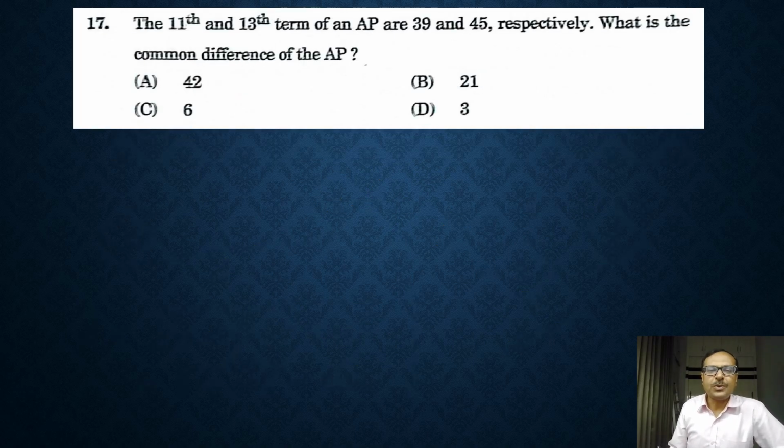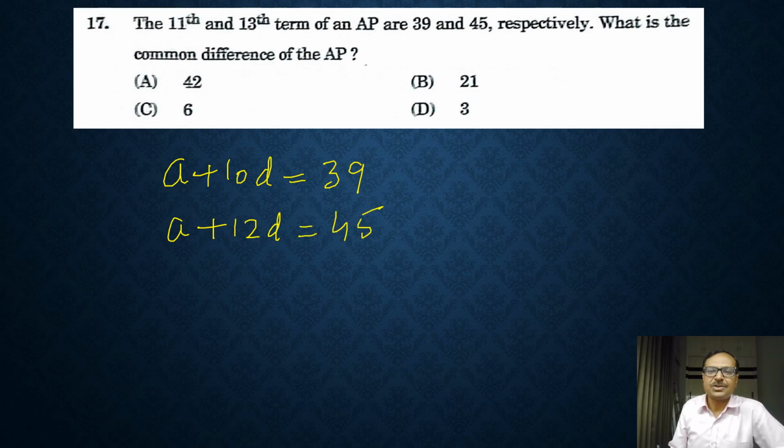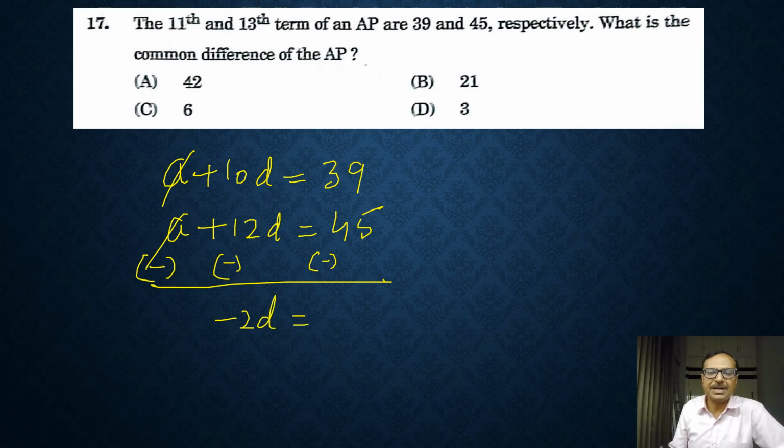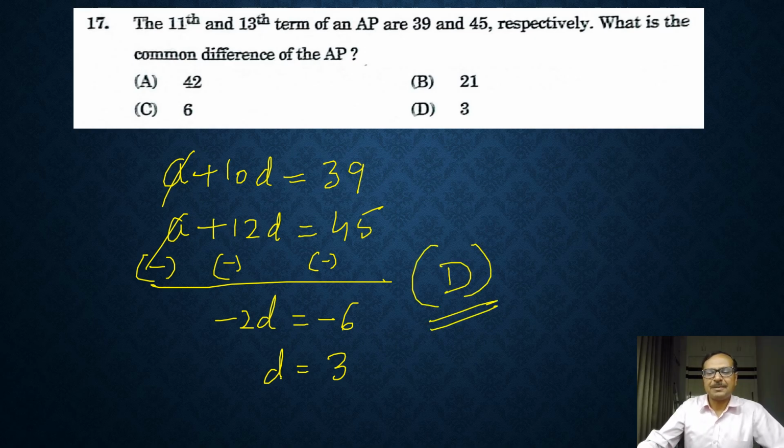Question 17, an easy question. The 11th term is A plus 10D. It is given in the question as 39. And the 13th term, A plus 12D, is given as 45. So he's asking us to find the common difference, right? So we just have to eliminate A. Just subtract the two equations. A gets cancelled. 10D minus 12D is minus 2D, and 39 minus 45 is minus 6. So D is 3. Easiest one of them all, right? And so option D is the correct answer.